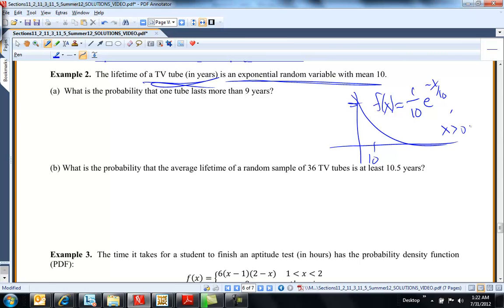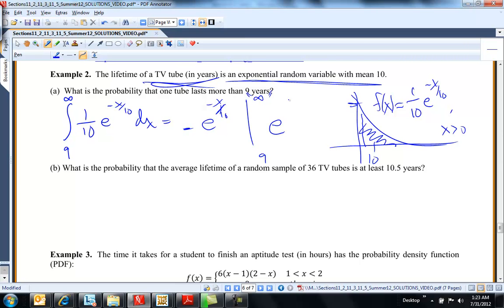What's the probability that we just take a tube and it lasts more than 9 years? So here's 9 years, just shade that in. That's the probability from 9 to infinity of 1/10 e to the negative x over 10 dx, which is negative e to the negative x over 10, evaluated from 9 to infinity. This is going to go to 0, so this will just leave us with e to the negative 9/10, whatever that is.